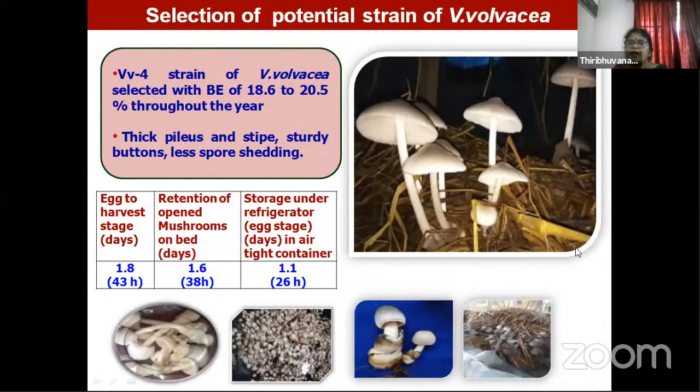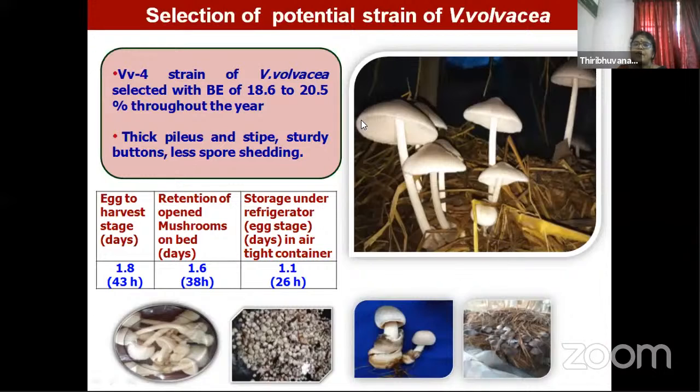Proceeding to the results of the study, we used a potential strain of Volvariella volvacea. We have many strains, and we selected the VV4 strain from our ICAR project. This strain gives a bioefficiency of 18.6% to 20.5% throughout the year. Identification of a potential strain is important, because this mushroom has poor and unstable yield. Apart from that, it is so delicate that once harvested, within 6 hours the mushrooms deteriorate and the quality goes down.